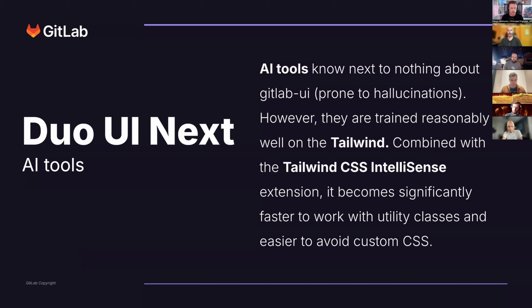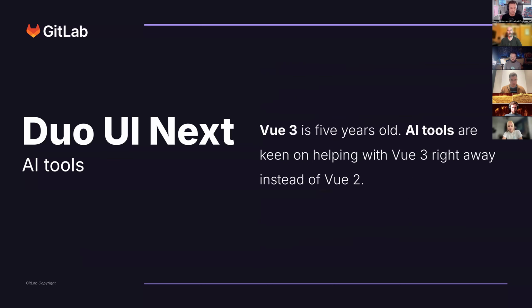and grow that CSS that we have in Duo UI with custom styles, overriding color utility classes with CSS variables.